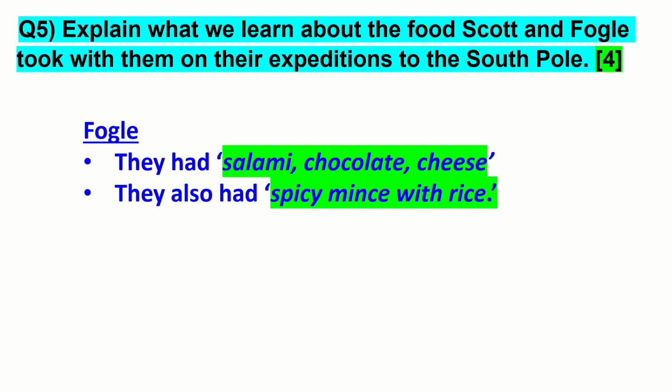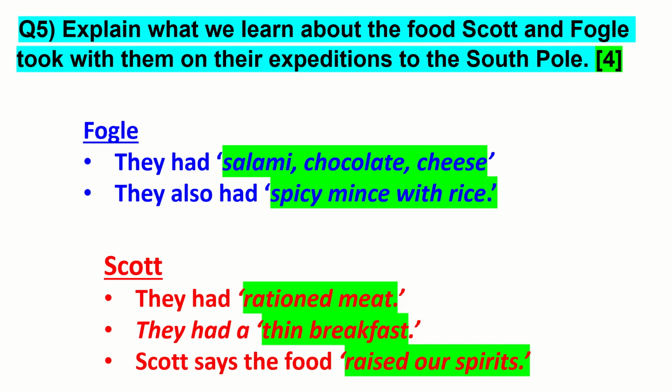So Fogle said that they had salami, chocolate, and cheese. They also had spicy mint with rice. And Scott said they had rationed meat. They had a thin breakfast. Scott says the food raised our spiritual.